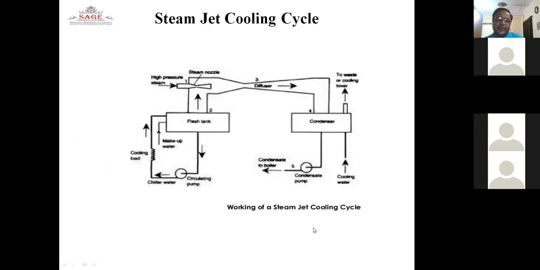This is a circuit diagram. Working of steam jet cooling cycle. This is a condenser, flash tank, units. This is the steam nozzle, and this is called the ejector device, in which the water is coming from this side in a compressed manner.